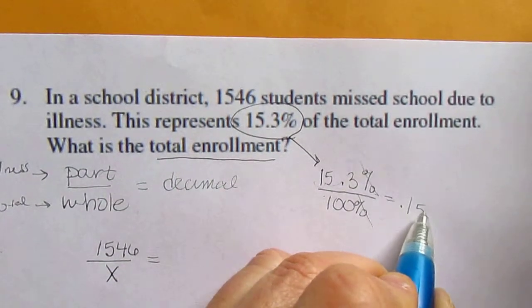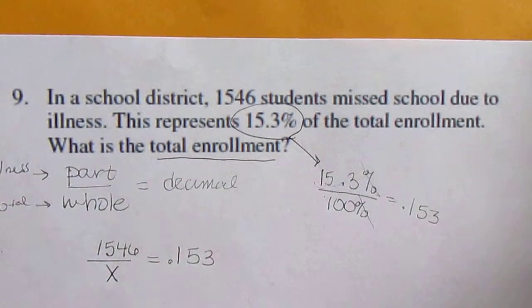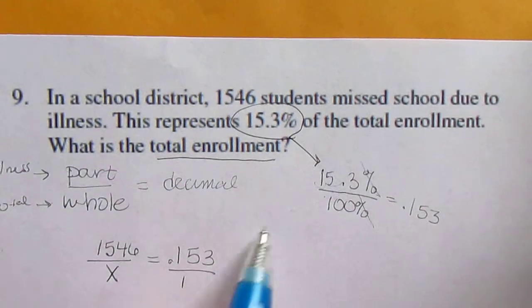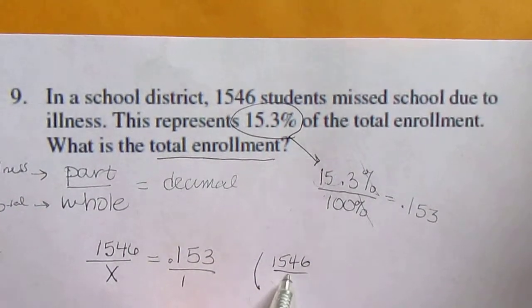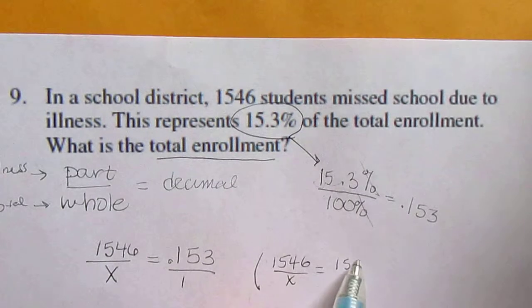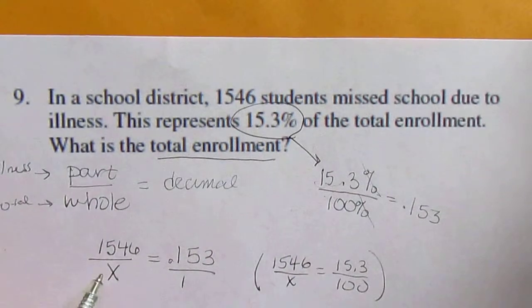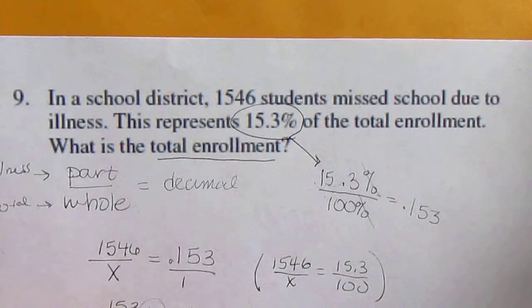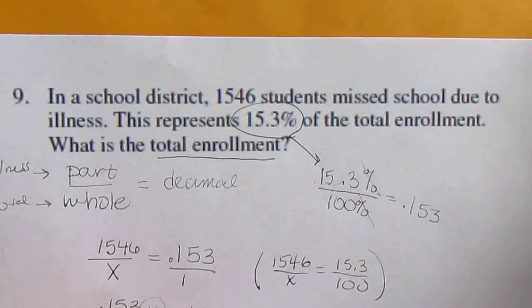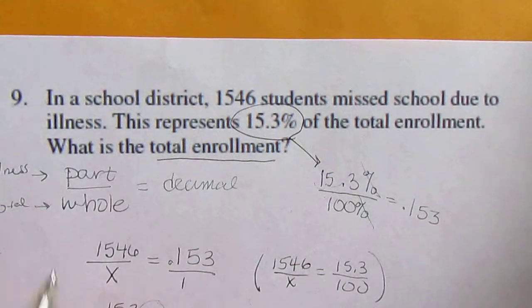You get 0.153. So this equals 0.153. In order to solve for this, you do have to think of a proportion. Now, if you did percent over whole, you would have ended up with 1546 over x equals 15.3 over 100. You would be in the same place, trust me. So we have 0.153 x equals 1546. We're solving for x. Divide by what we're multiplying by. Undo multiplication using division. Divide by 0.153 on both sides.